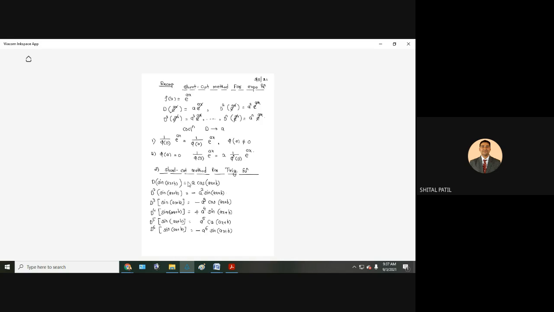Is everyone getting this? Now see what I want to write. I want to write the formula in this way: 1 upon phi of, this is to be decided, operated on sine of ax plus b. See this formula: 1 upon phi of D operated on e raised to ax equals 1 upon phi of a, e raised to ax. So it equals 1 upon phi of, this is to be decided. And we want sine only, so on both sides we want sine.